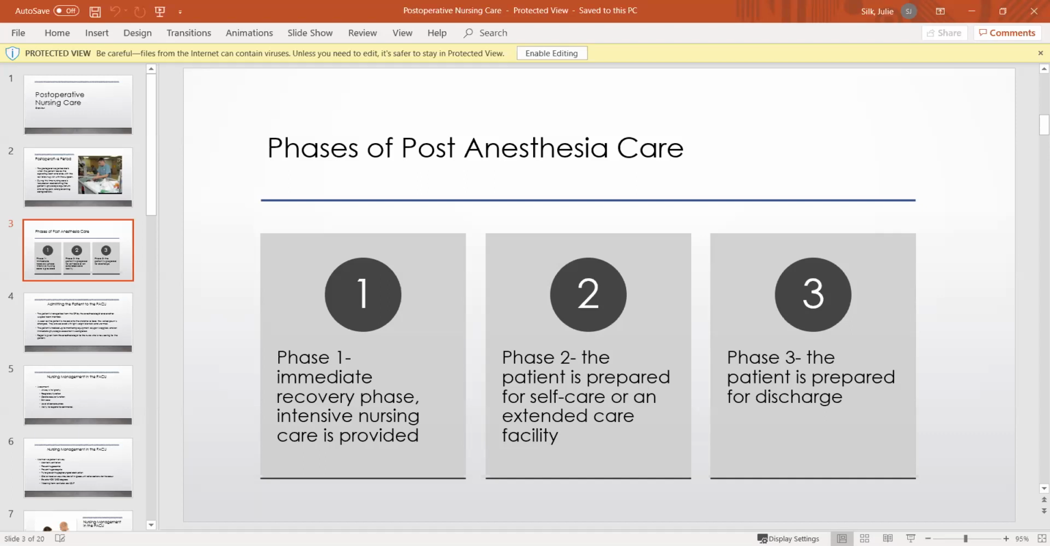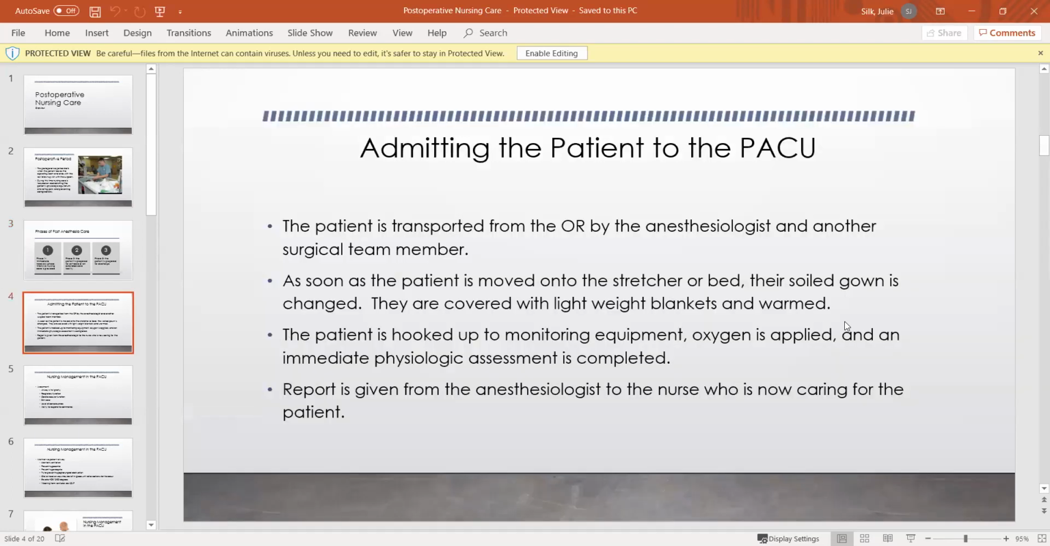Phase 3 is where you're pretty much ready to be discharged. So you don't need much care at all, and maybe they're getting your discharge instructions together and stuff. Patients can remain in the recovery room for as long as 4 to 6 hours, depending on the type of surgery they had and any pre-existing conditions or comorbidities. So yeah, they can be in there for quite a while.